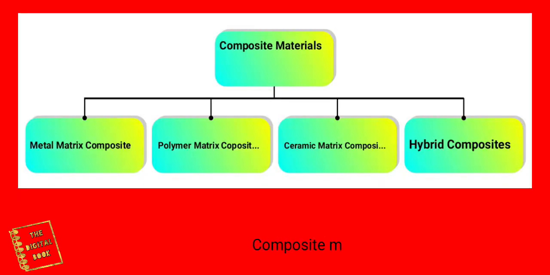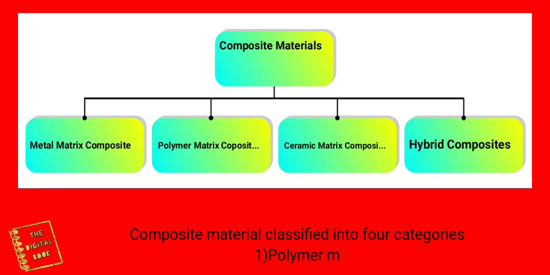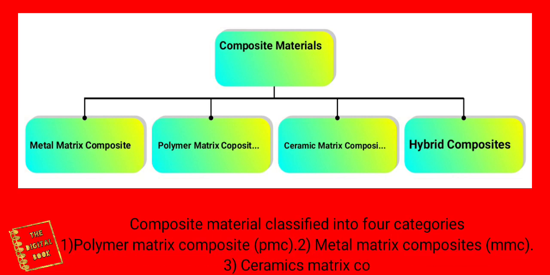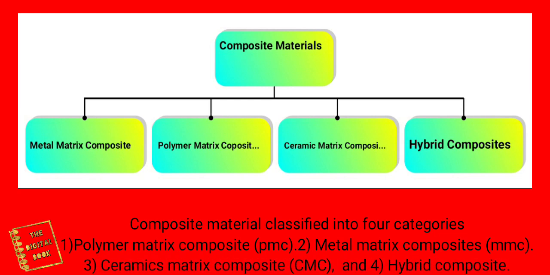And the 4th category of material is composite material. Further, which is classified into 4 categories. First is polymer matrix composite, PMC. Second is metal matrix composites, MMC. Third one is ceramics matrix composite, CMC, and fourth one is hybrid composite.